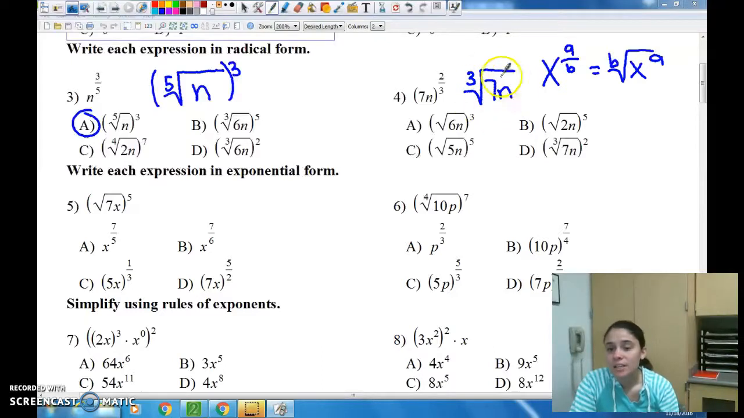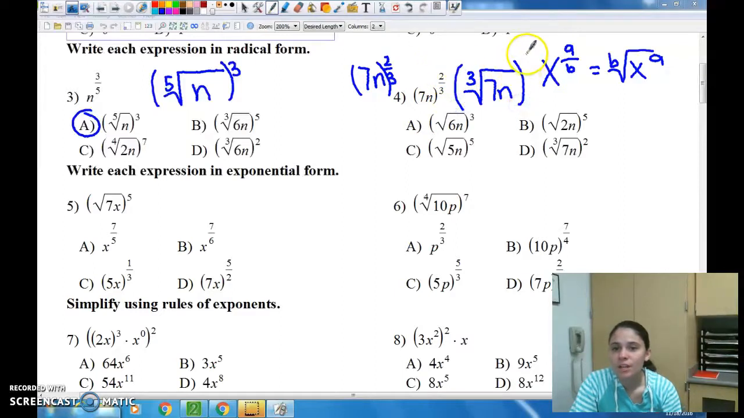And the reason I have the entire 7n in here is because this is in parentheses. So the whole thing is to the 2/3. If this looked like this, then only my n would go in the radical and my 7 would stay on the outside. But because of these parentheses, the whole thing is going to go under the radical. And then my numerator becomes my exponent, so I have the 3rd root of 7n squared, which is letter D.